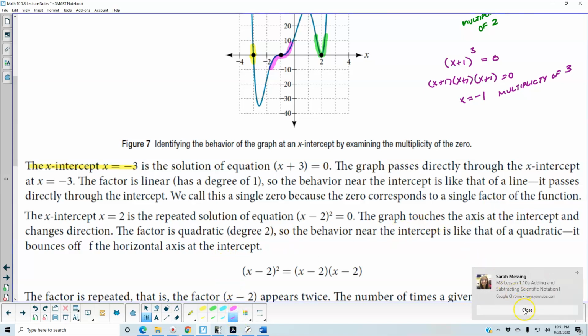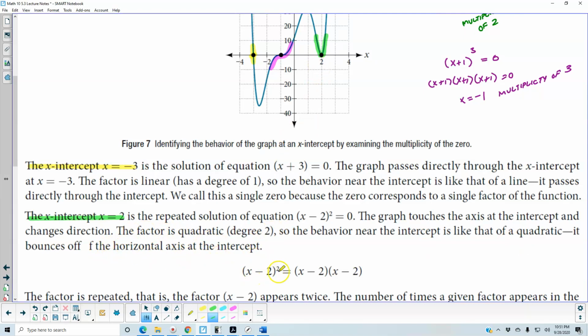Now, if we take a look at the next x-intercept, which is positive 2, so x equals 2, it is a repeated solution of the equation. We had x minus 2 to the second power equal to 0. The graph touches the x-axis at the intercept and then changes direction. The factor is quadratic, which is a degree of 2, so the behavior near the intercept is like that of a quadratic. It bounces off the horizontal axis at the intercept.